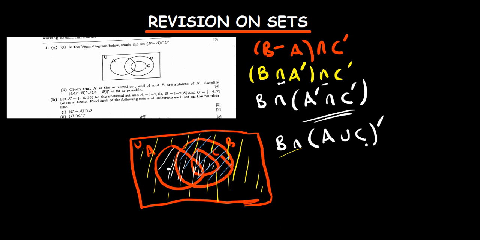Now, that being set B, where do these blue lines cross the yellow lines? The yellow lines represent A union C complement. Where they cross, it means they intersect. Since here we have intersection, they have to intersect. So where they cross, that's where they intersect. And you can see that they are crossing here.